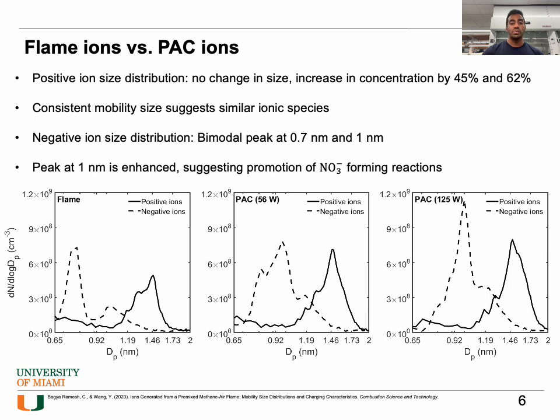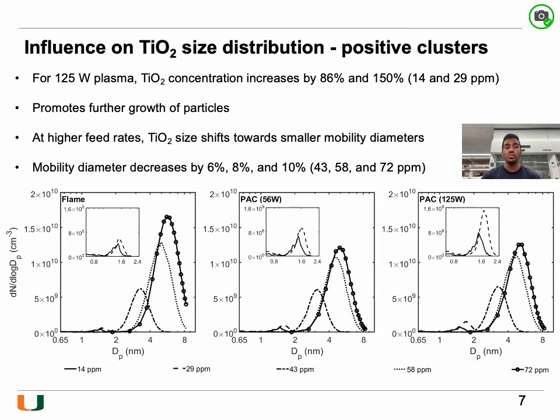Now, because this peak is enhanced in the presence of plasma, this tells us that the nitrate forming reactions are promoted with the plasma. We then introduce the titania particle precursor TTIP, and then we look at the TiO2 size distribution and the corona discharge's effect on this size distribution.